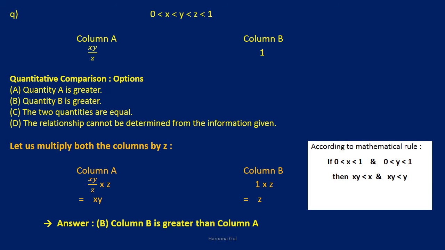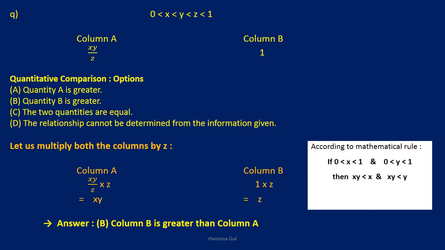Let us now do a quantitative comparison question which says that 0 is less than x, which is less than y, which is less than z, which is less than 1. Now, the values of x, y, and z lie between 0 and 1. In column A, we're given x into y divided by z, and in column B, we're given 1.